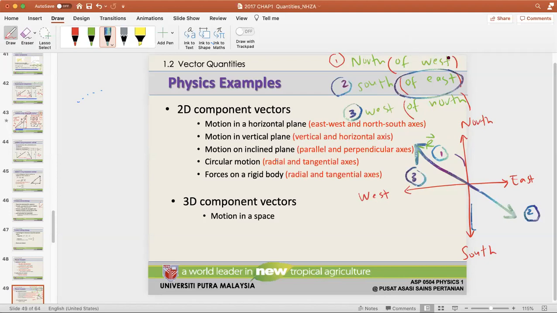So "of" is your reference point. Okay, your reference point of west, but you want to go north. So from your reference point you go north. It's like that. South of east, your reference point is east, going east, but going down, south. So it's this way. And then west of north, your point of reference is north, going upwards to the west. So it's this way. Okay, I hope that's clear.